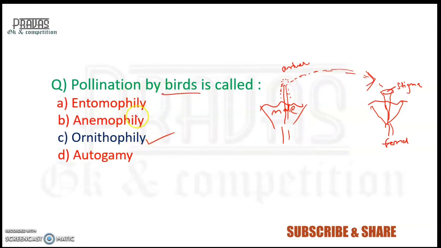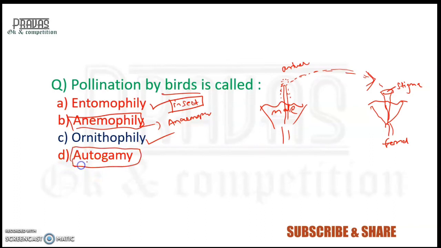If the pollination is done by insects, it is called entomophily. If the pollination is done by wind, it is called anemophily. If the pollination occurs by itself, it is called autogamy. Autogamy means self-fertilization.